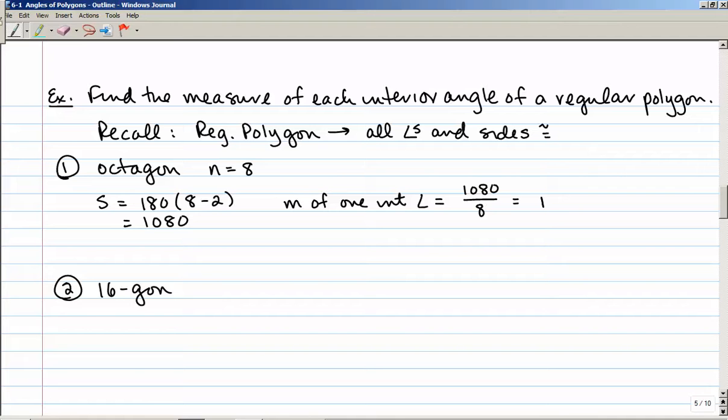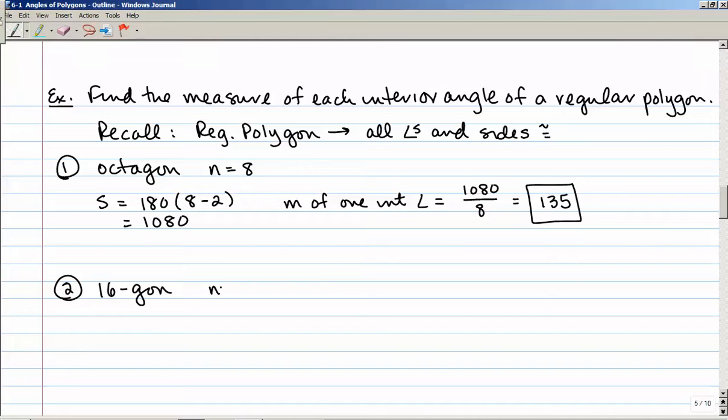So that's going to be 135. And next time you see a stop sign, which is a regular octagon, each one of those interior angles measures 135 degrees. Here's a regular 16-gon.